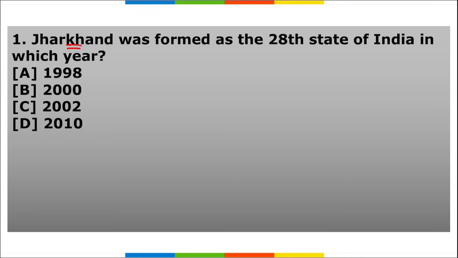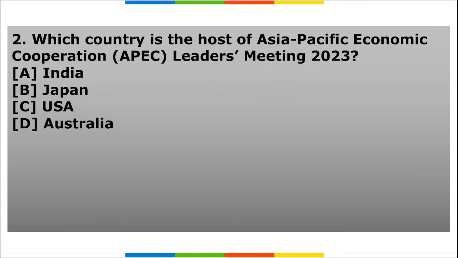Next is the homework section. First, Jharkhand was formed as the 28th state of India in which year? Also give me the date, right? We observe the foundation day of Jharkhand, and we discussed this yesterday or the day before yesterday in the daily current affairs video, right? If you must be paying attention, then you should know the answer.